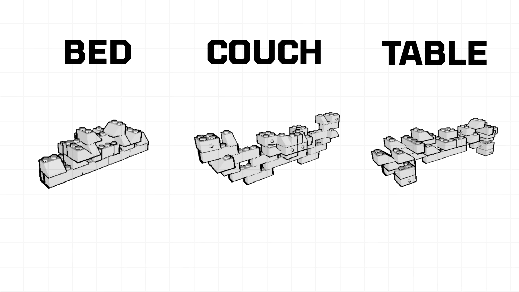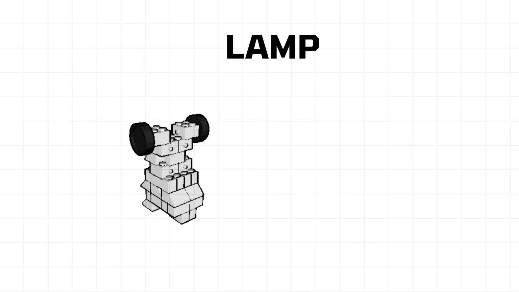I did notice that the beds tend to be flat, while the tables have these stubs at the bottom that look a bit like legs. Couches have this sort of W shape, possibly to make them look like armrests. The lamps are pretty interesting. The network consistently generates this specific shape, basically a cylinder with wheels at the top.